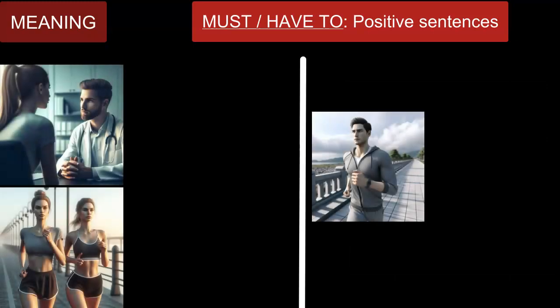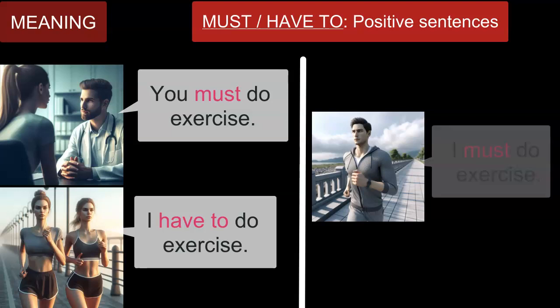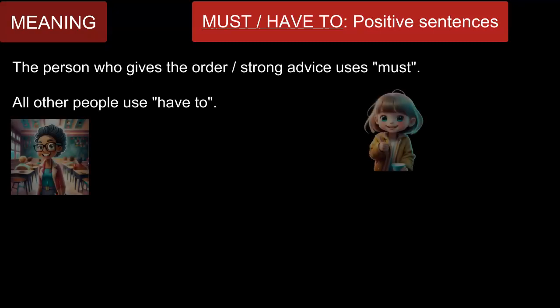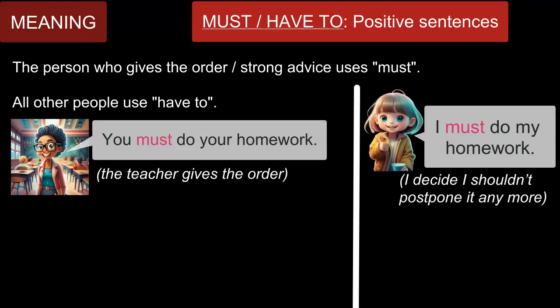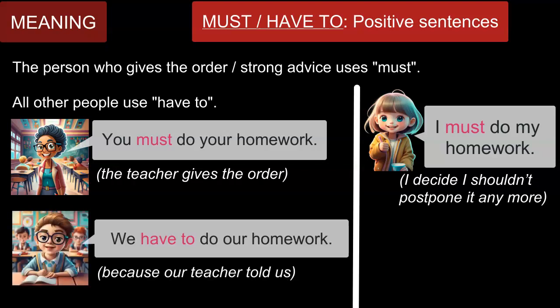Let's see more examples. You must do exercise. I have to do exercise. I must do exercise. Here the doctor is giving the order. Here I'm just informing my friend about what the doctor said. I have to do exercise because the doctor told me to do so. Here I must do exercise because I think it's important. I decide I must do exercise. So, the person who gives the order or strong advice uses must. If the obligation comes from someone else, then we use have to.